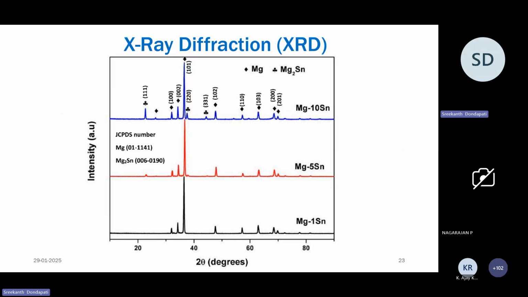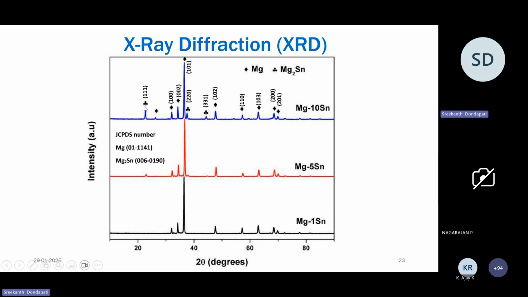If you look at the X-ray diffraction of these magnesium 1 tin, 5 tin, and 10 tin, I have marked it here. I think it's very clear. When we talk about magnesium tin alloys, with a little percentage of tin, even below one percent of tin itself, we will start to see the intermetallic compound Mg2Sn. If you look at the phase diagram of the magnesium and tin system, you can clearly see that the Mg2Sn intermetallic phase will form. So the same Mg2Sn we can find here as a peak.